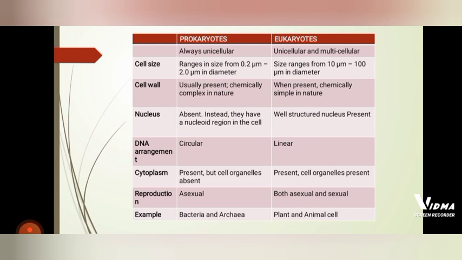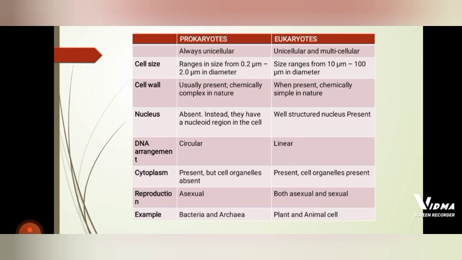Cell wall: usually present in prokaryotes, chemically complex in nature. But in eukaryotic cells, if present, as in plant cells or fungi, the cell wall is chemically simple in nature. Now, nucleus. In prokaryotic cells, a well-structured nucleus is absent, but instead they have a nucleoid region, where strands of DNA can be found. In eukaryotes, a well-structured nucleus is present.